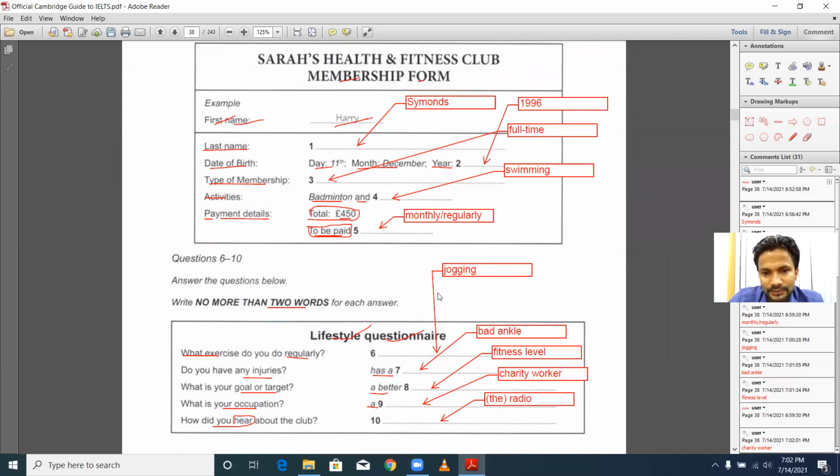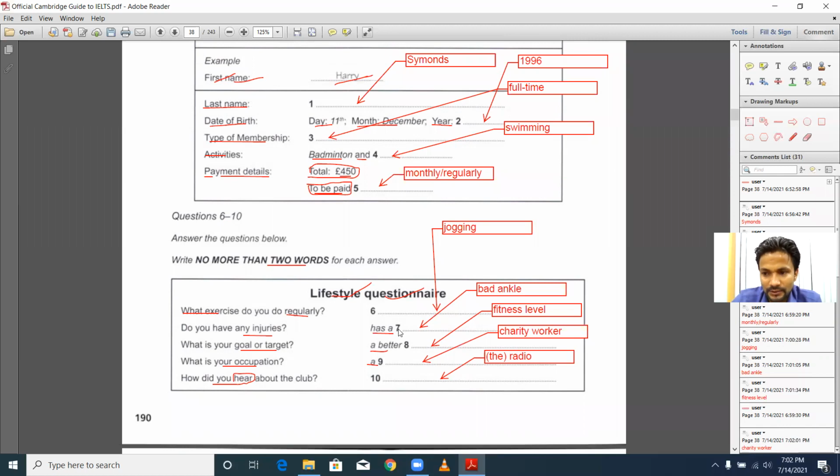So I would suggest you be conscious about the controlling ideas or the determiners a and the. Many students make mistakes in this, so you need to be careful with the determiners here. A fitness level, a bad ankle, a charity worker. The radio means that it's not necessary.